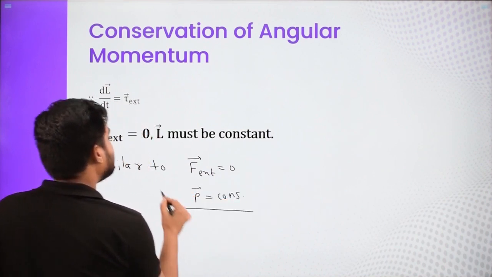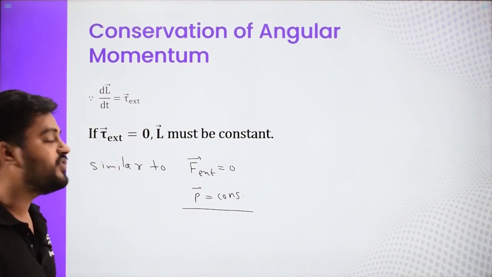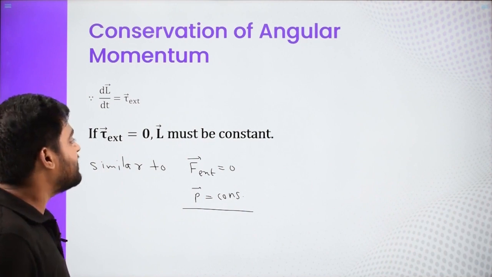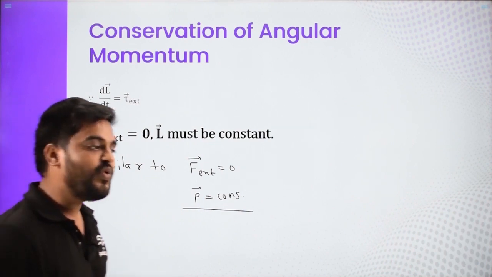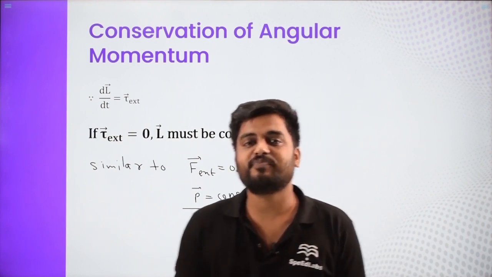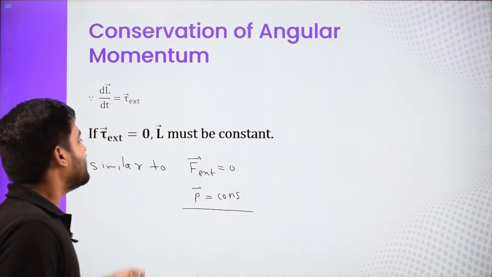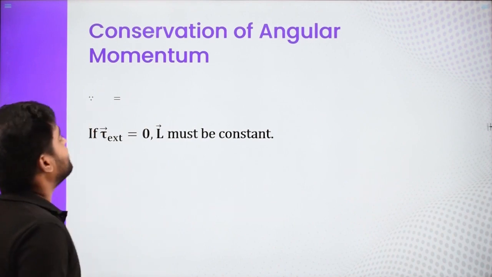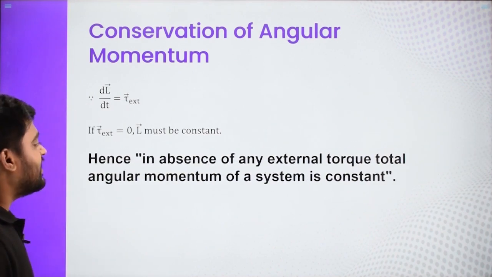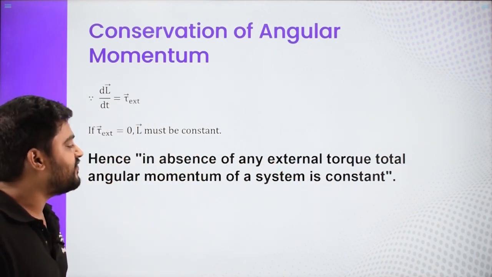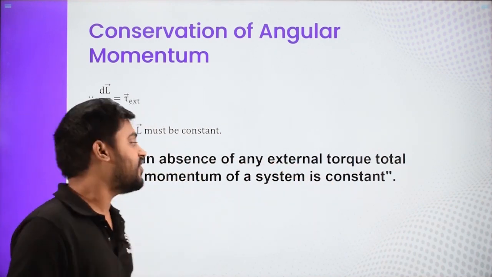Similarly, if external torque is 0, then angular momentum must be conserved, or must remain the same. So whenever there is no external torque acting on the body, or a system of particles, the angular momentum must remain the same, or be conserved. So in the absence of any external torque, the total angular momentum of a system is conserved, or is constant.